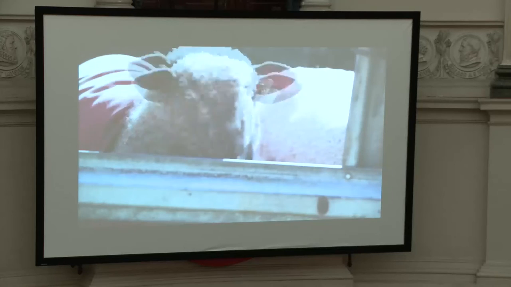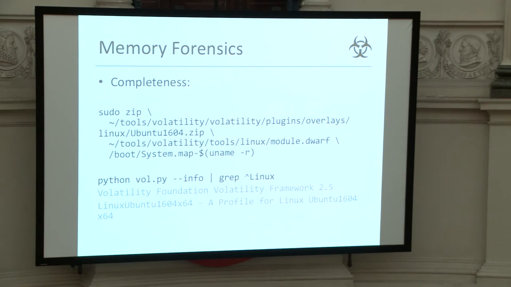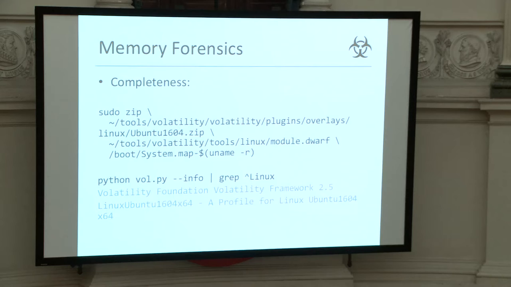After making the module.dwarf file, you'll just need to copy that into the volatility directory. You package the module.dwarf with the current System.map. Again, this is all for the target system that you want to acquire and analyze RAM on. Package that up, drop it into the volatility subdirectory, and then run that first command with the --info option. You can grep for Linux and you should see your profile in there.